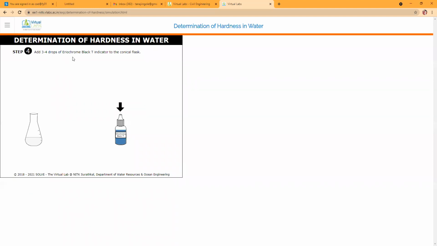Add 3 to 4 drops of Eriochrome Black T indicator to the conical flask. This is the Eriochrome Black T indicator. Add 3 to 4 drops to the conical flask. The color changes after adding the indicator, from colorless to wine red.